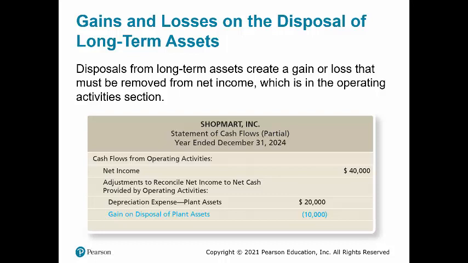And that is, in this case, if it's a gain, then we would need to subtract the gain in order to determine cash flows from operating activities. On the other hand, if it's a loss on the disposal of plant assets, that would have decreased net income on the income statement, so we would need to add back any losses on the sale of plant assets to determine net cash provided by operating activities.